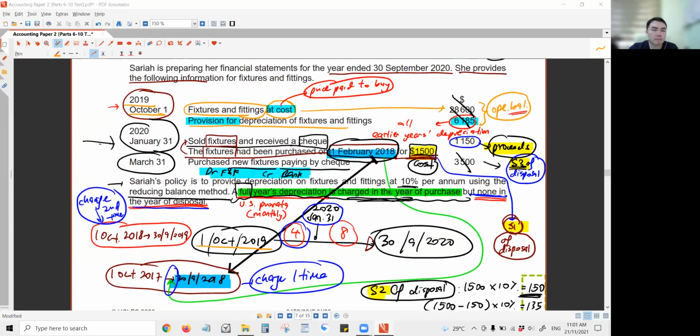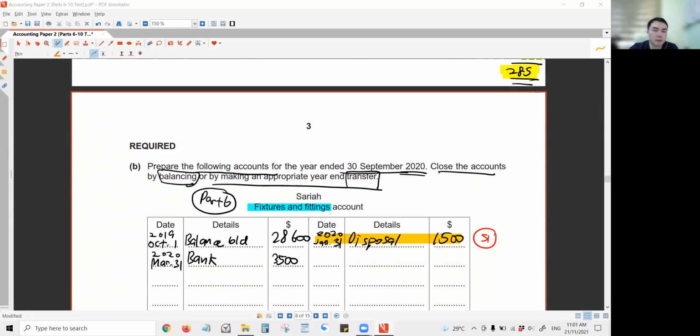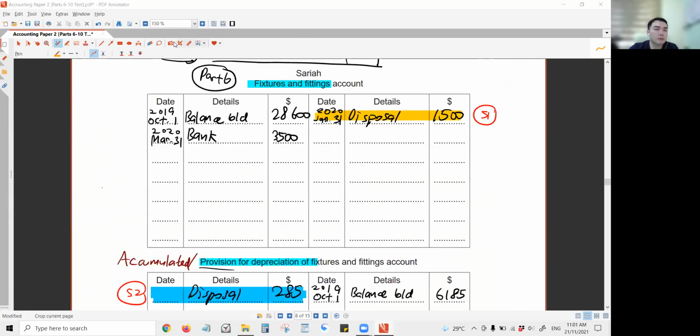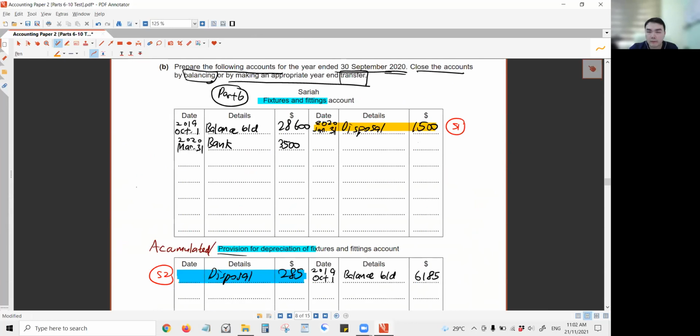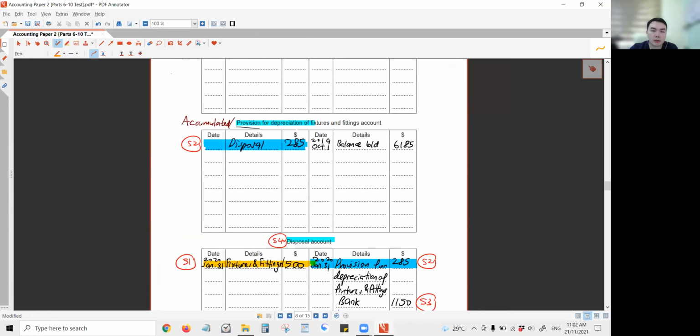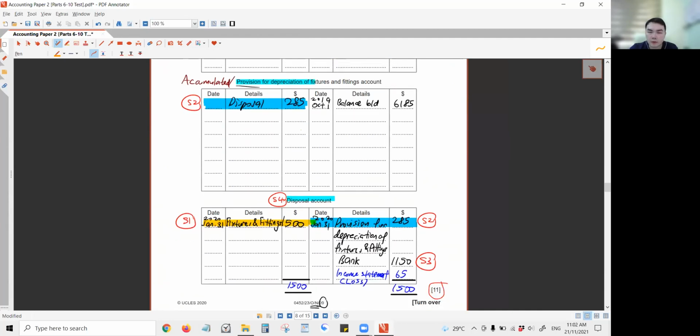Okay, this one. I remember what we did for this question: we have done the disposal four steps, right? Those highlighted in color, S1, S2, S3, S4. Okay, all these are done.